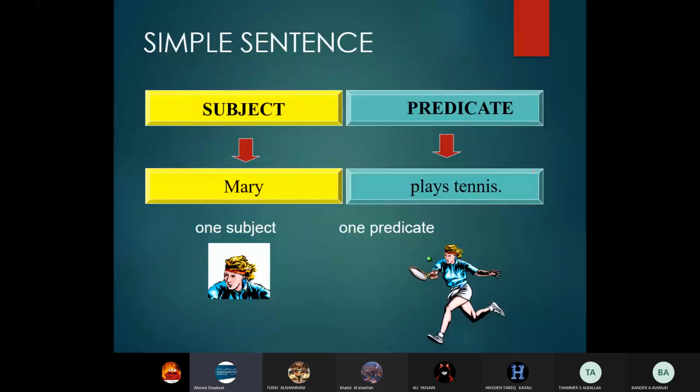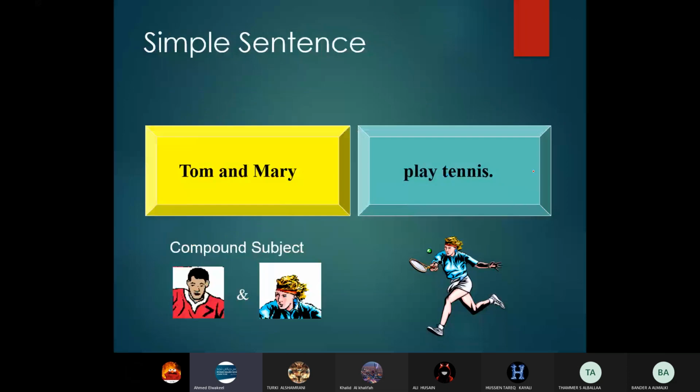So once again, Mary plays tennis, one subject and one predicate. When we say Tom and Mary play tennis, is the sentence still simple? I think it's a compound. What, Muhammad? I think it's a compound and it's still simple. Compound sentence or compound subject? Compound subject. But the sentence is still a simple one. Yes, so we now have a compound subject, which is Tom and Mary. Now they are two persons performing the same action. So the sentence is still a simple sentence.